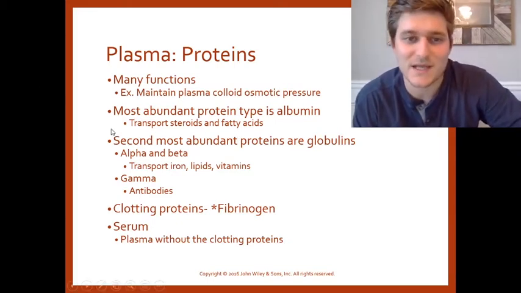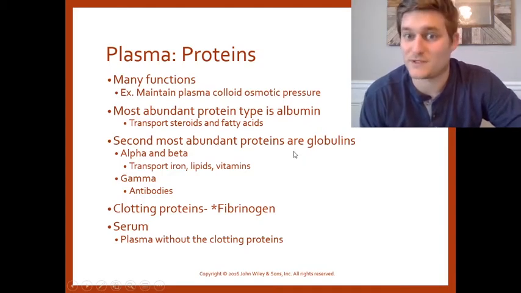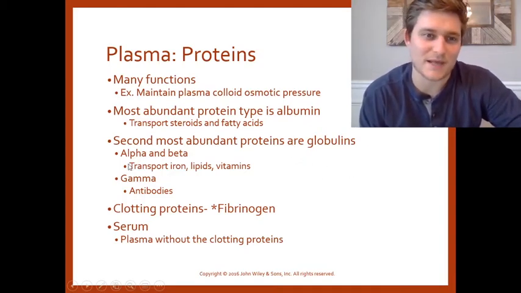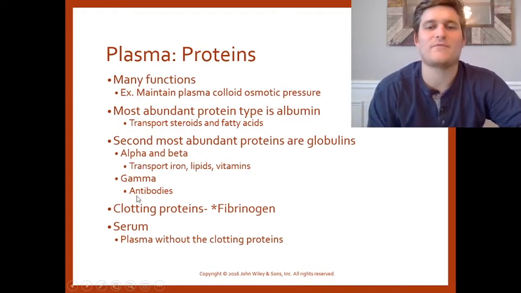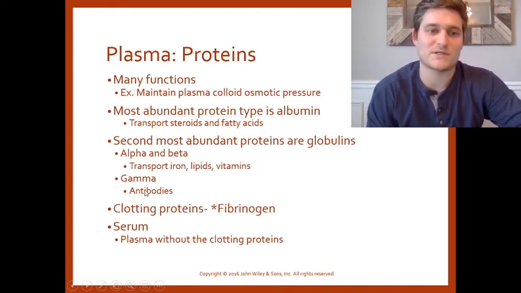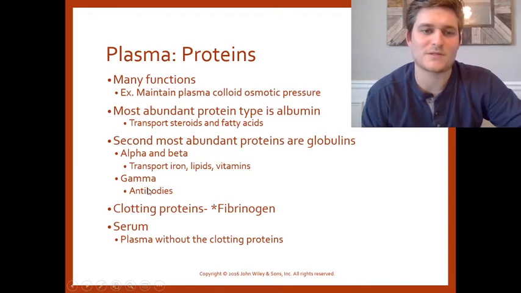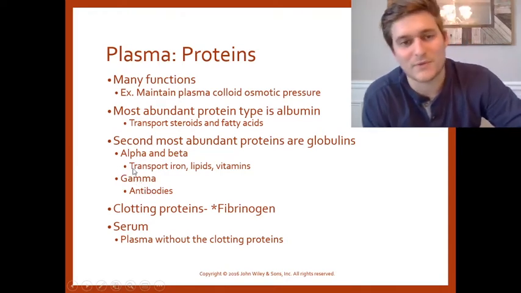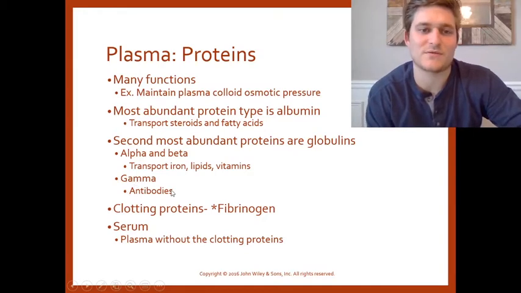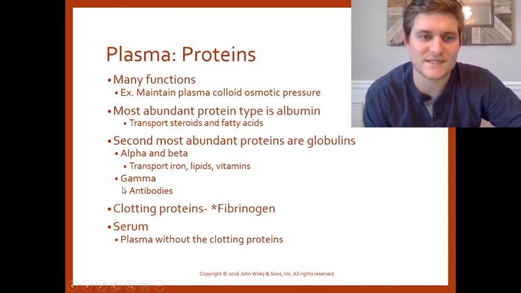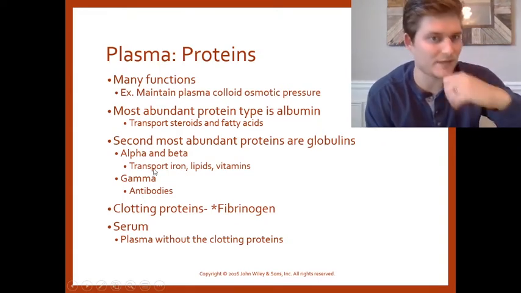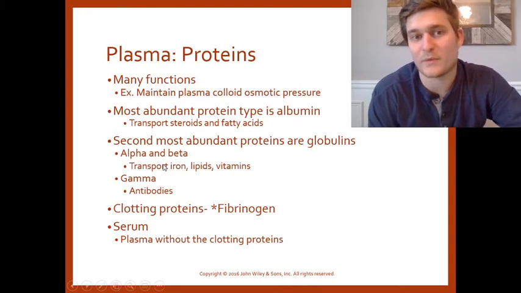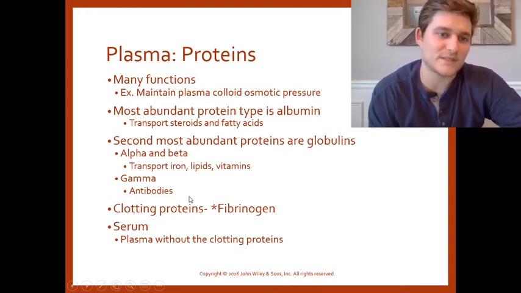But as far as functions are concerned, the most abundant protein, albumin, is going to help transport steroids and fatty acids. The second most abundant protein, globulins, are going to be subcategorized into alpha and beta, which play a role in the transportation of iron, lipids, and vitamins. But we also have what's called gamma globulins. And one of the most important gamma globulins are immunoglobulins, which are antibodies. And so these are going to help in the process of fighting off different pathogens, different microbes, viruses, etc. We'll talk a little bit more about that when we talk about leukocytes and white blood cells.